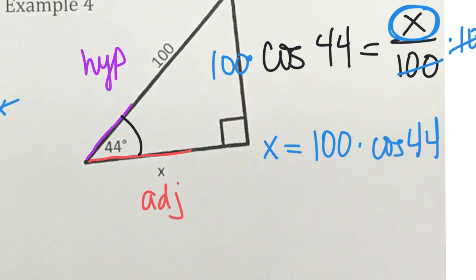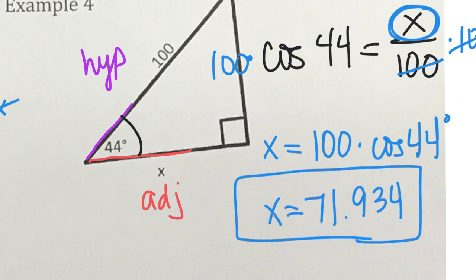So 100 times the cosine of 44 degrees. Okay, when it goes into your calculator, you get 71.934. Okay, which better makes sense. The hypotenuse is the longest side, so you should be expecting something less than 100.